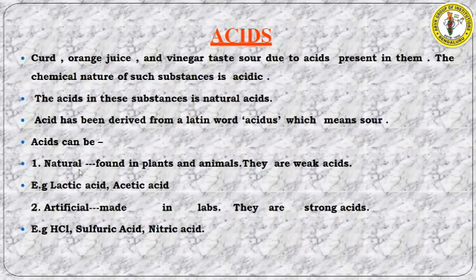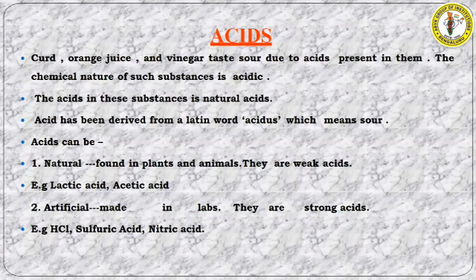So what are natural acids? Natural acids are found in plants and animals and they are also called weak acids. Where are these natural acids found? Natural acids are found in nature, in whatever substances we consume. Those substances contain natural acids.